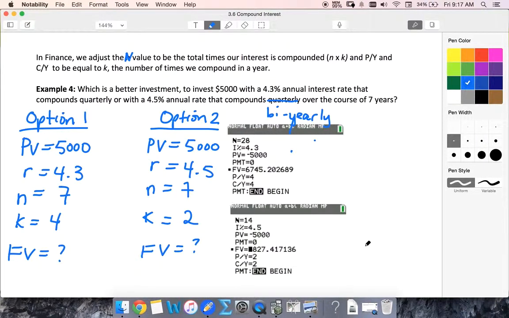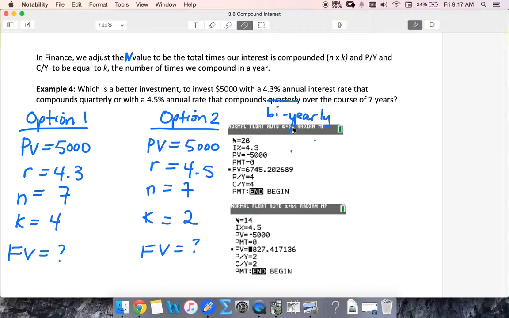So the better investment is to choose option 2. And this is something that you could explore with a variety of interest rates and try to decide when is the best value. And that's something we'll talk about more in class.